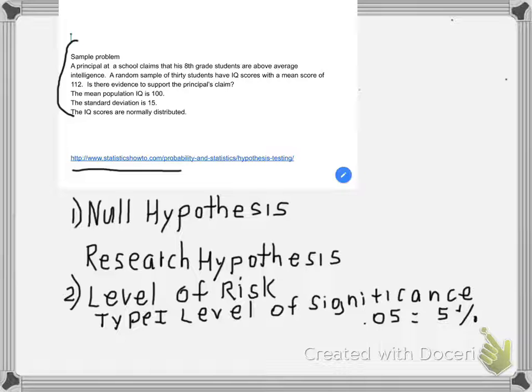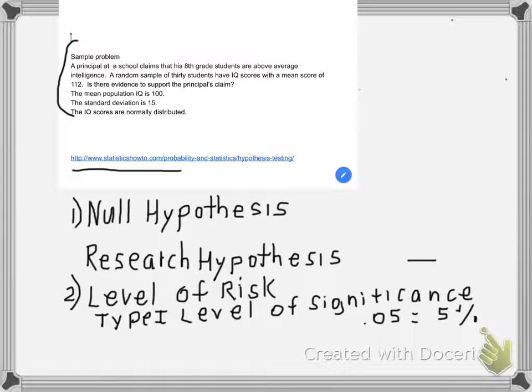The sample problem states that a principal at a school claims that his 8th grade students are above average intelligence. A random sample of 30 students have IQ scores with a mean score of 112. Is there evidence to support the principal's claim? The mean population IQ is 100. The standard deviation is 15. And the IQ scores are normally distributed.